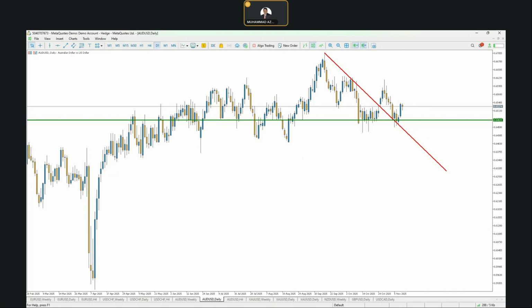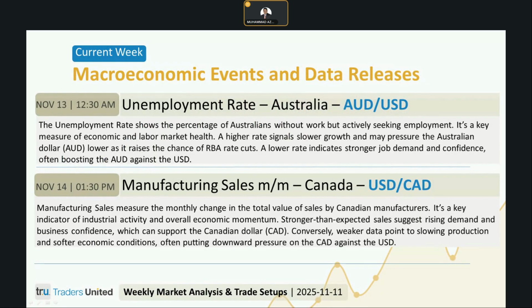So the unemployment rate is a critical barometer for Australia's economic health and the RBA's future policy direction. A stronger than expected reading would reinforce confidence in the labor market and could support the AUD, while a weaker reading might fuel speculation of future rate cuts, pressuring AUD USD. Forex traders should focus not just on the headline number but also on any commentary regarding employment trends, participation rates, and wage growth for clues on how the Reserve Bank of Australia may respond in the coming trading months.